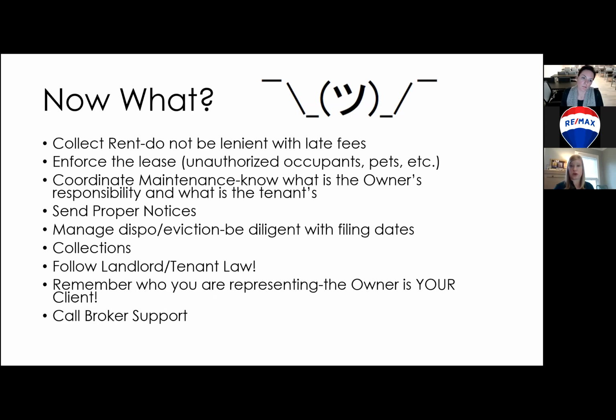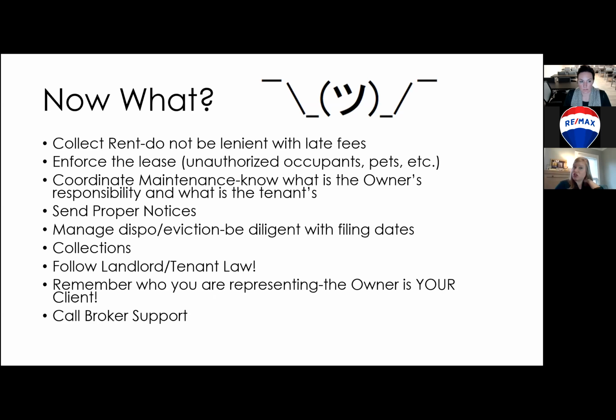You'll want to send proper notices. If they're late paying the rent, you want to send that notice. You are now late. This is what you need to do. Pay your rent. If it's a lease violation, be on top of that. Make sure that you're sending notices. Hey, you're in violation of your lease. This is the violation. This is the quote from the lease that you're violating.